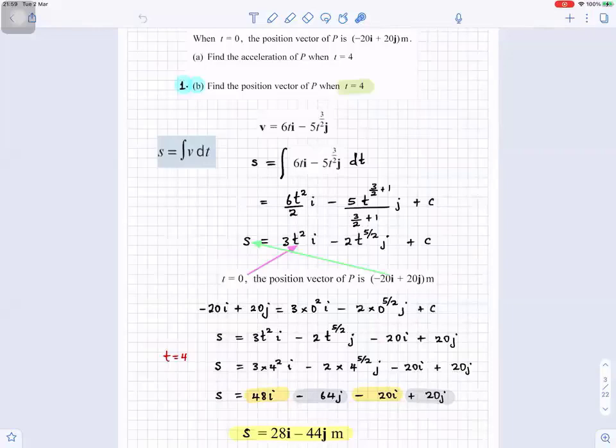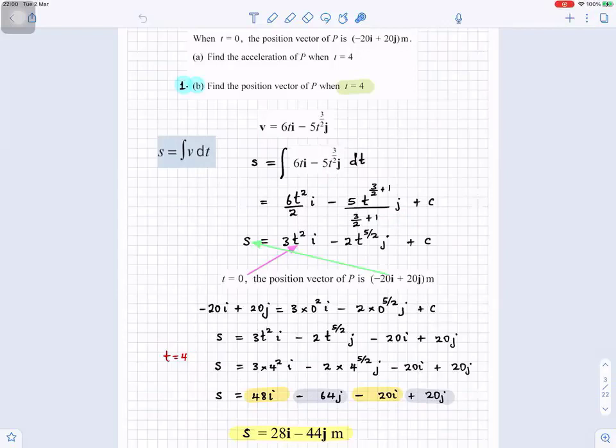For part B, find the position vector of P when t is equal to 4. So we get the velocity. To find the displacement is the integral of v dt. We're using that formula there. So we want to integrate v with respect to t. And when you integrate, you add 1 to the power. So t to the power 1, 1 plus 1 will give you 2. Divide by 2, the new power. And then we'll add 1 to 3 over 2 and divide by 3 over 2 plus 1.